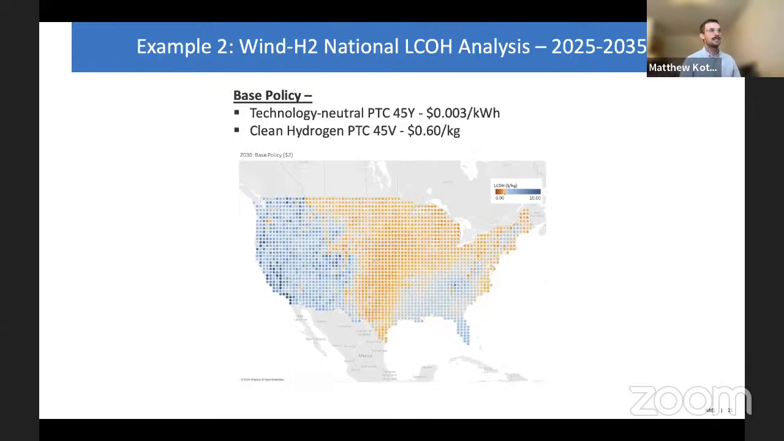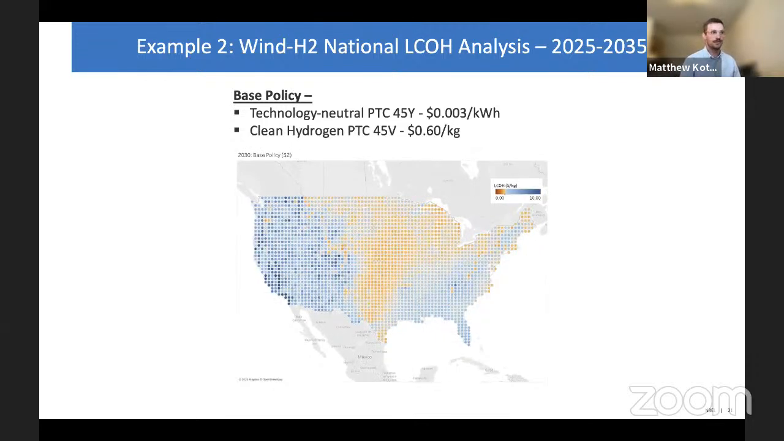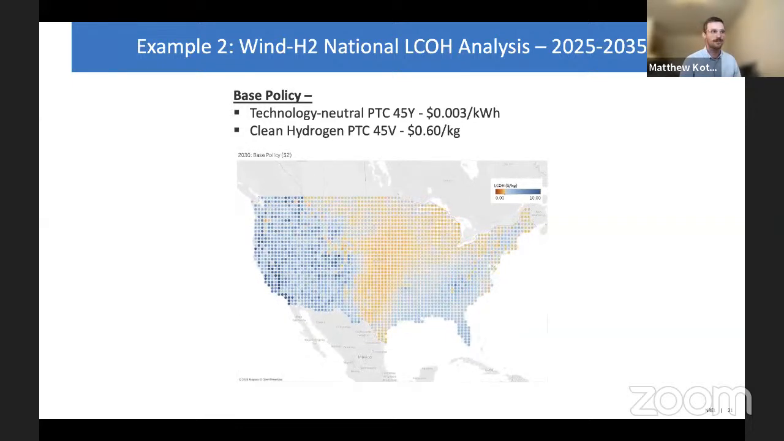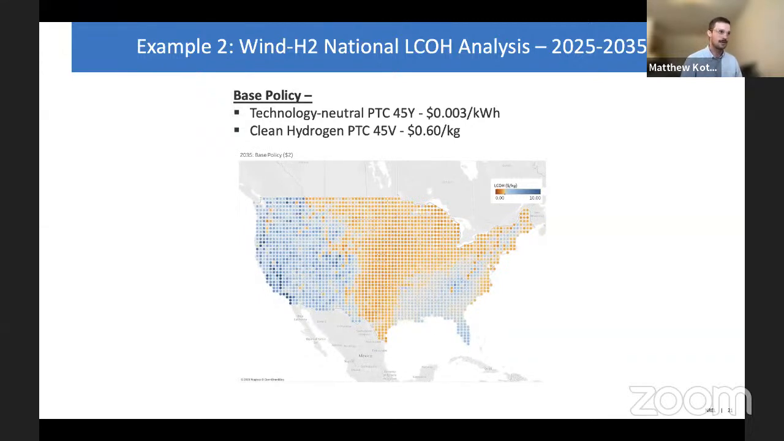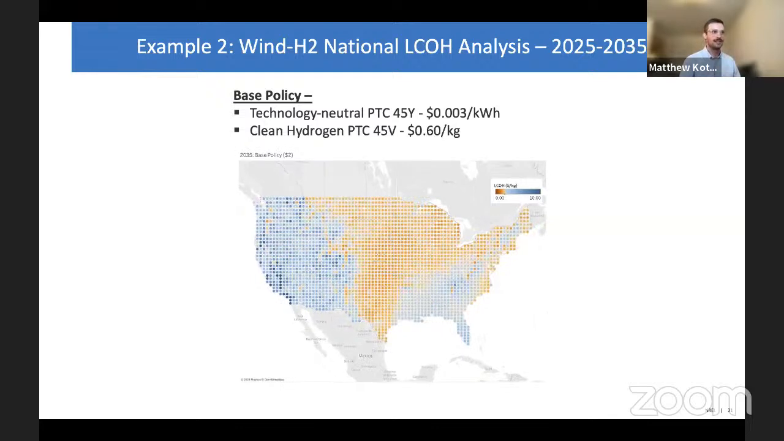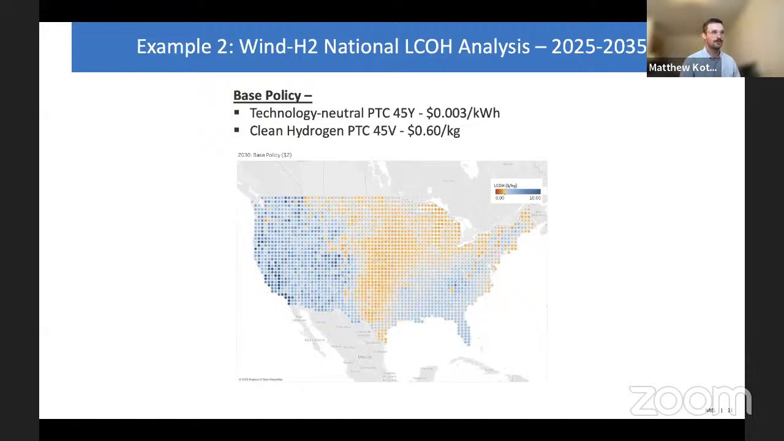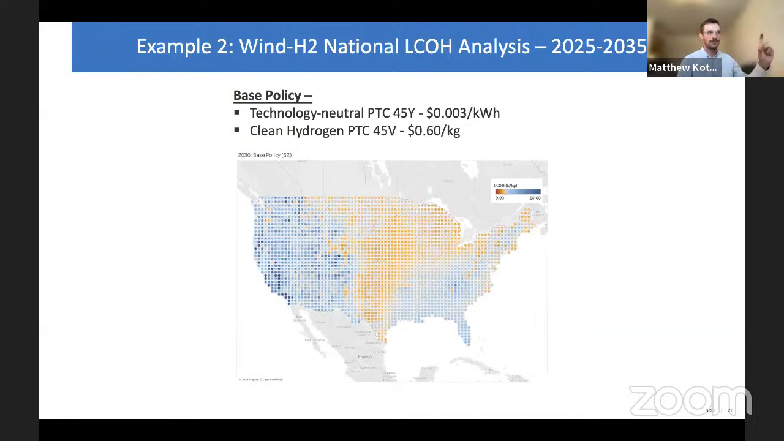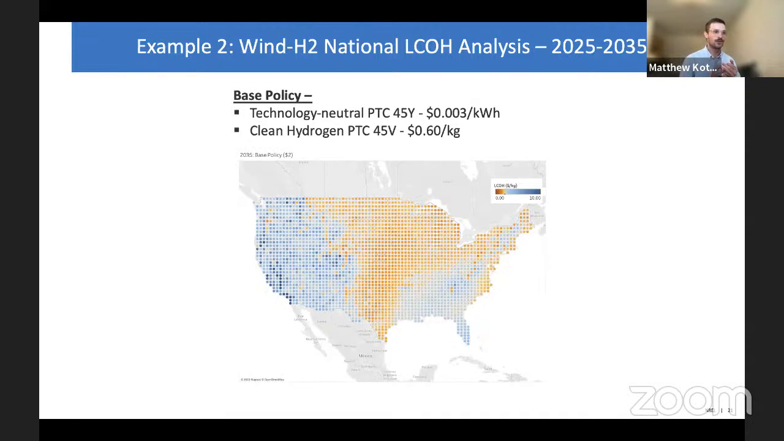This is the base policy example. And you can see how there's a lot more red, which means you are now under that $2 per kilogram threshold cutoff. And so for the base policy example, we did take our 0.3 cents per kilowatt hour. And then we also took the clean hydrogen credit. And of course, we ensured that the values are adjusted appropriately for inflation as well. And this example also uses the 100 megawatt wind facility as well as the 100 megawatt electrolyzer.